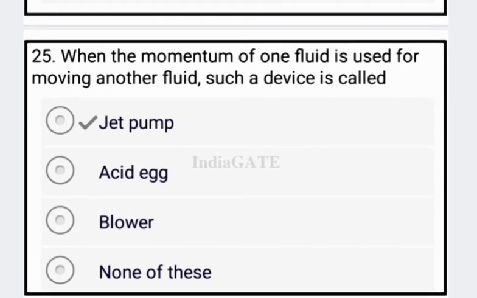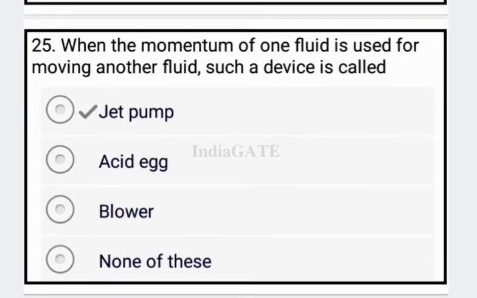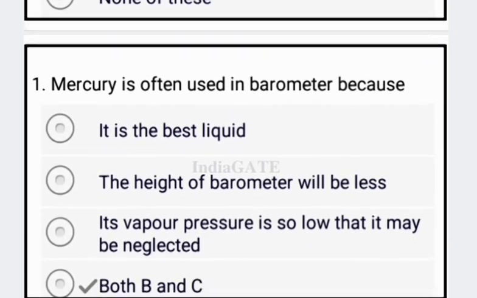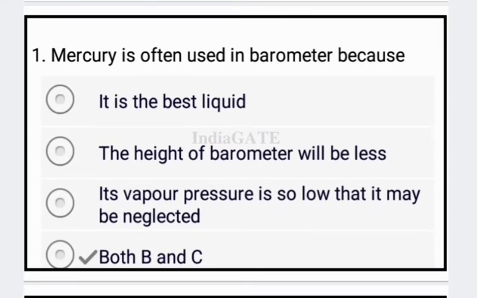Next question. When the momentum of one fluid is used to move another fluid, such a device is called. So the correct answer is option A, jet pump. Next question. Mercury is often used in barometers because. So option D is correct, and it states both B and C: B, the height of the barometer will be less, and C, its vapor pressure is so low that it may be neglected.